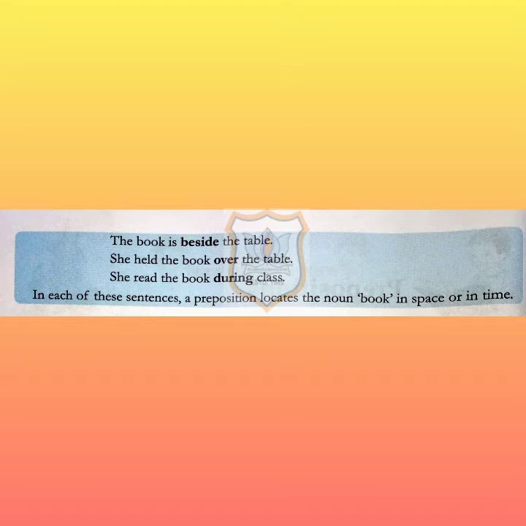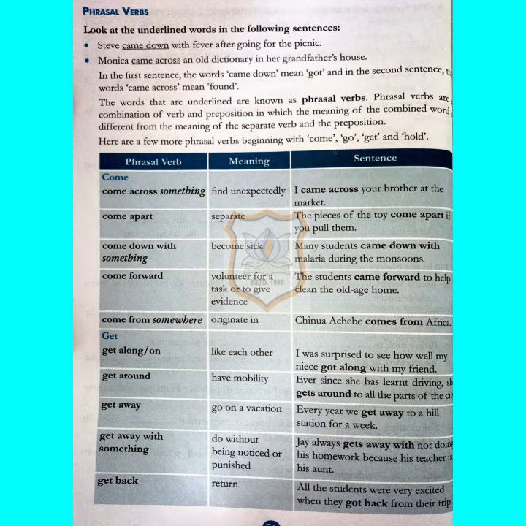Next, the book is beside the table. She held the book over the table. She read the book during class. So these are the prepositions that are used in a sentence and they indicate time, place or any relationship with the object. In each of these sentences, a preposition locates the noun book in space or in time. So you can see here the noun book is given and the preposition is locating it in space or in time. So children, these are prepositions you have to understand and use in sentences.